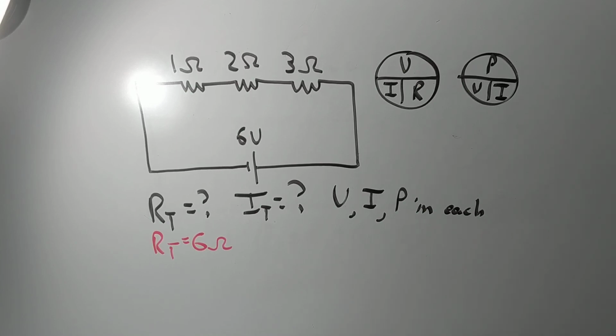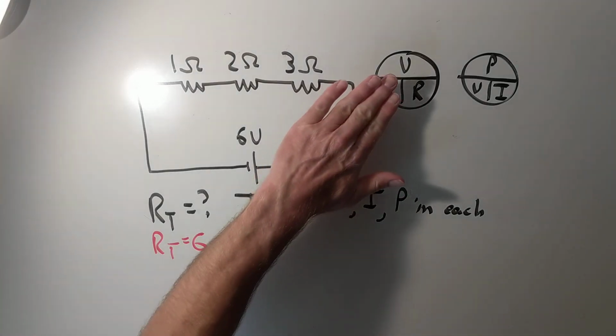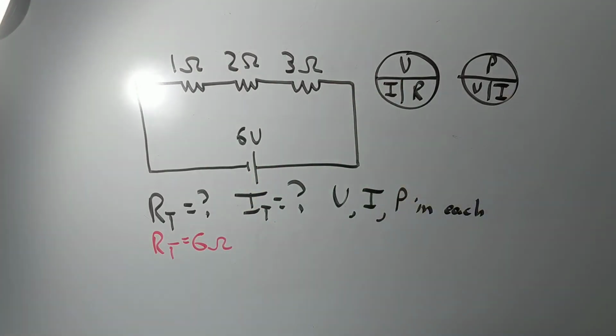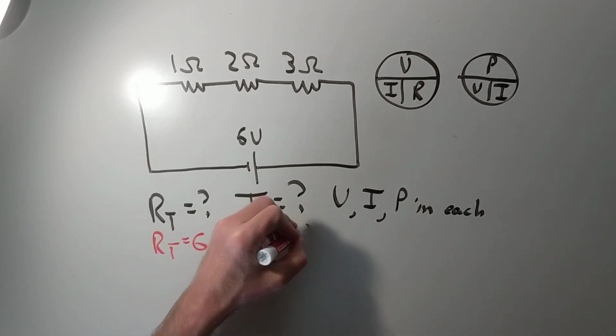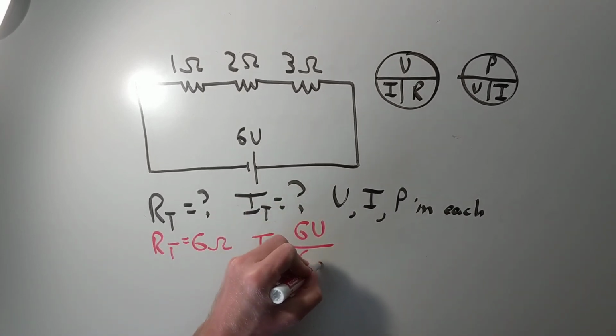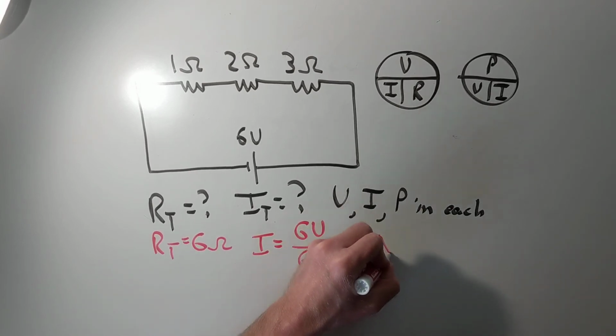Now, let's find the total current. That's kind of our second big step. If we look, current is voltage divided by resistance. So the total current is going to be 6 volts divided by 6 ohms. That's 1 amp.